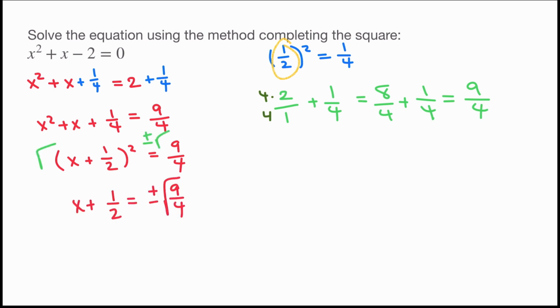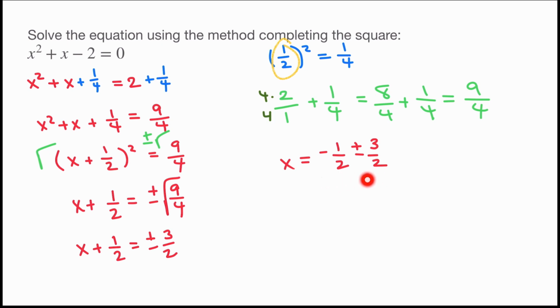Now we can solve by taking the square root of both sides. That gives me x plus 1/2 equals plus or minus root 9/4. In this case, 9 and 4 are both perfect squares. So the square root of 9/4 is 3/2. Then I'm going to subtract the 1/2. So I've got x equals minus 1/2 plus or minus 3/2.